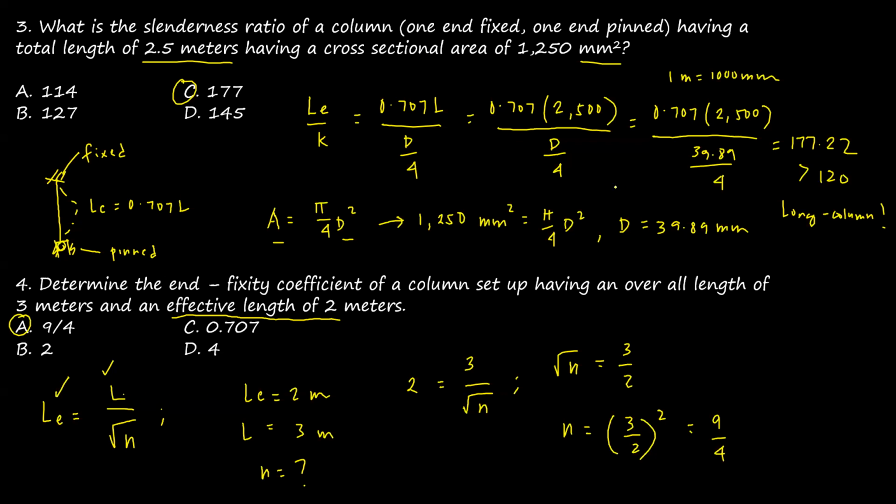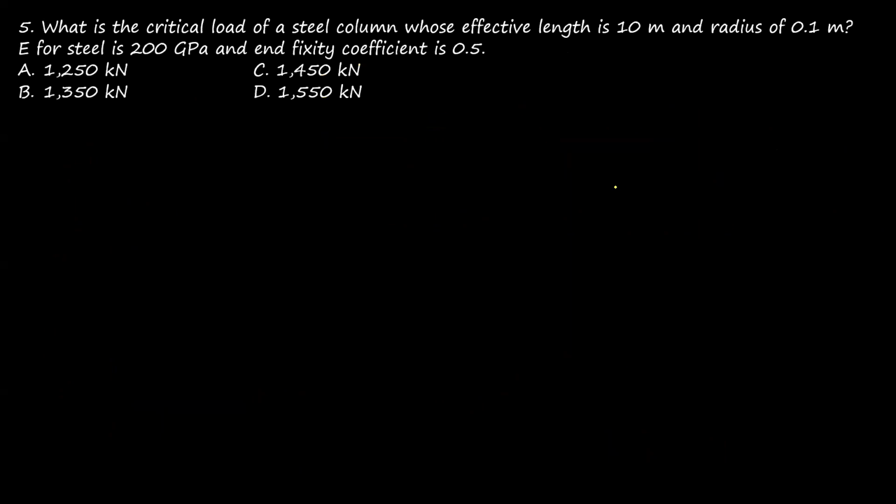Okay. So let's proceed to 5. Critical load. It says, what is the critical load of a steel column whose effective length is 10 meters and radius of 0.1 meters? E for steel is 200 GPa and the end fixity coefficient is 0.5. So the question is looking for a critical load, where we all know that FC represents the critical load and is also equivalent to force times factor of safety. And of course, it will depend if this is a short column or a long column. So let's check, but first let's list the given.